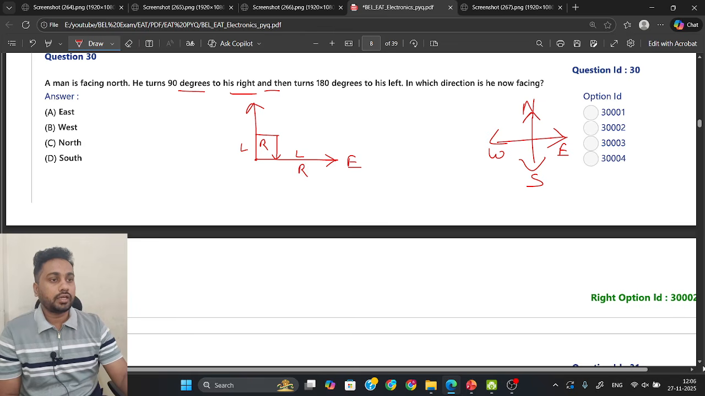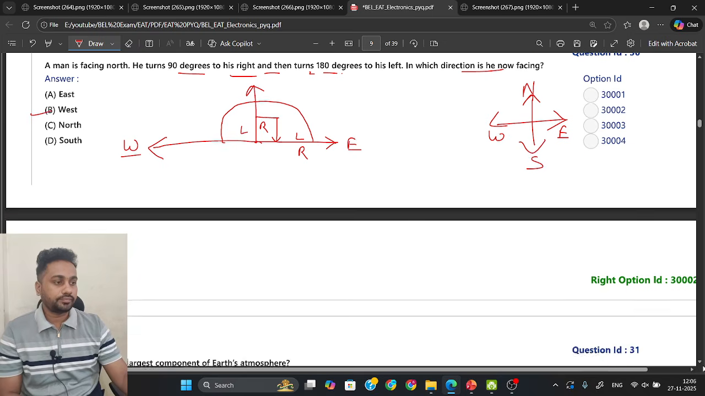Now it is saying again he turns 180 degrees left side. So from here he is going to turn 180 degrees, means this one only. If he turns 180 degrees, his direction will come this side, west side. He is asking only the direction of the face, so the direction is the west side only. So option B is your right answer. Okay.